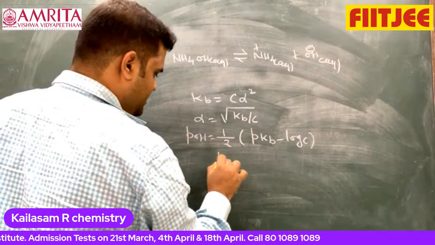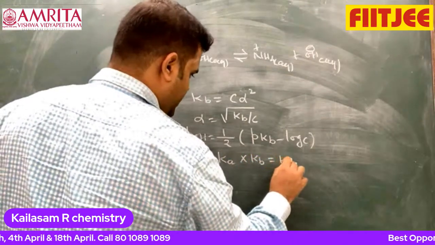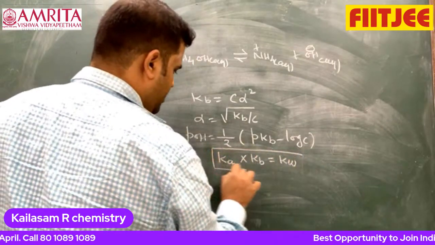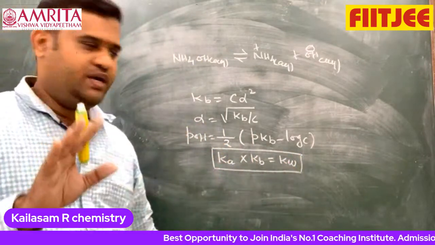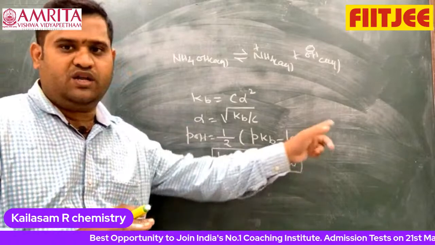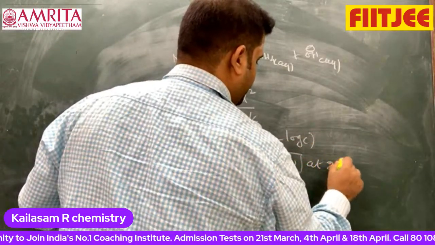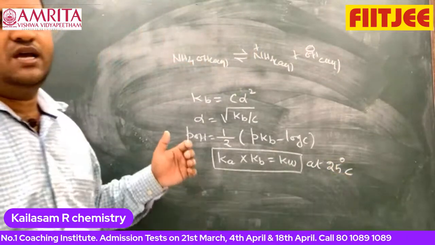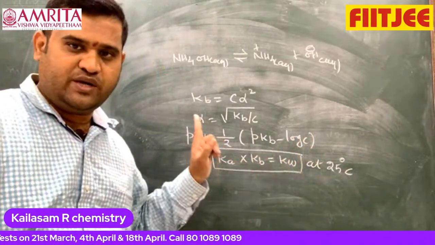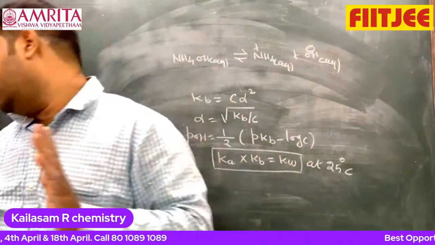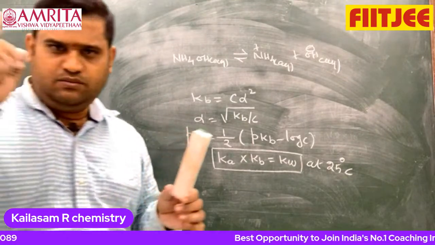And one more thing, please keep it in your mind. We can write that Ka into Kb is equal to Kw. This is only for conjugate acid and conjugate base. Ka into Kb is equal to Kw at 25 degrees Celsius. Now next, come to the point. Now, buffer solution.